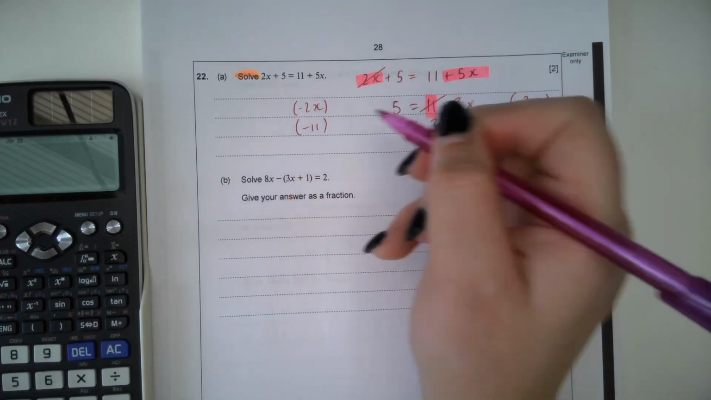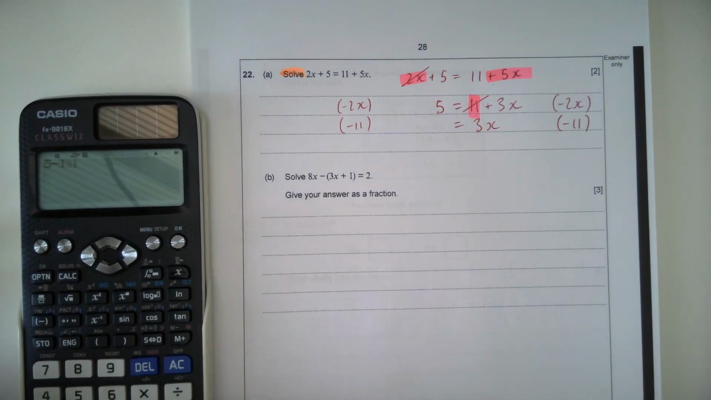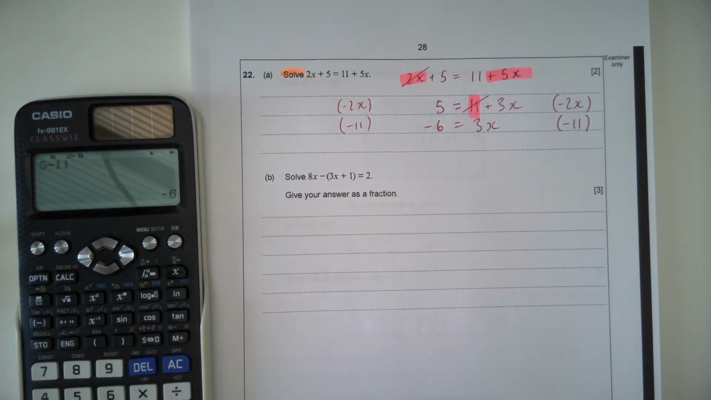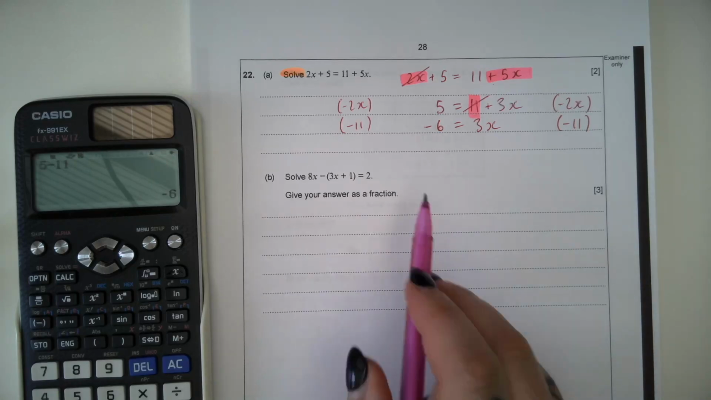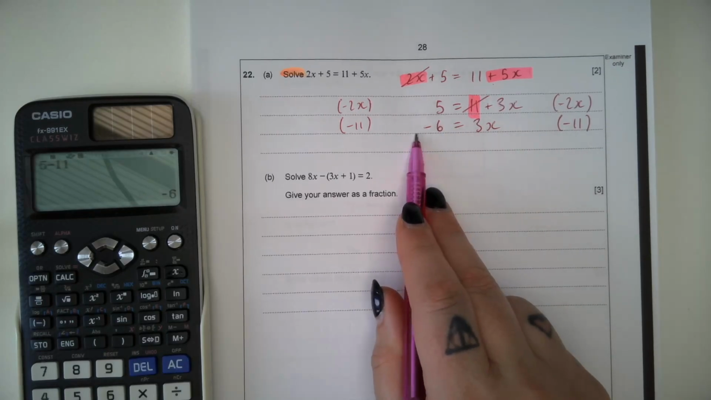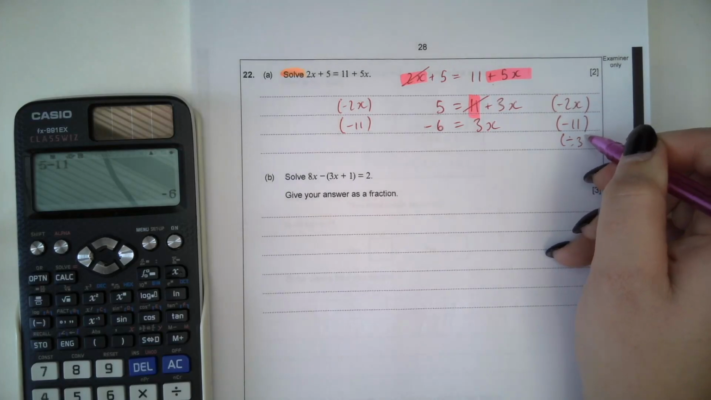But I have to do that to the left-hand side. 5 subtract 11. Do this on your calculator, guys, especially if you're not comfortable with negatives. So that tells us that 5 subtract 11 is negative 6. Now we've got a one-step equation. 3 multiplied by x is equal to negative 6. The inverse of multiplying by 3 is dividing by 3.